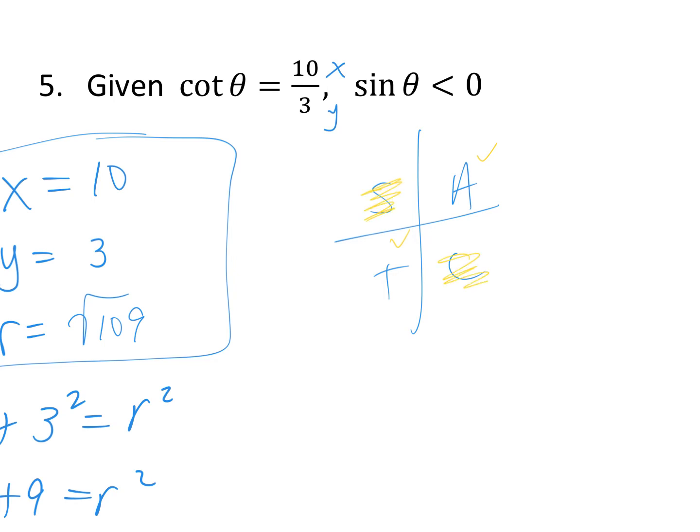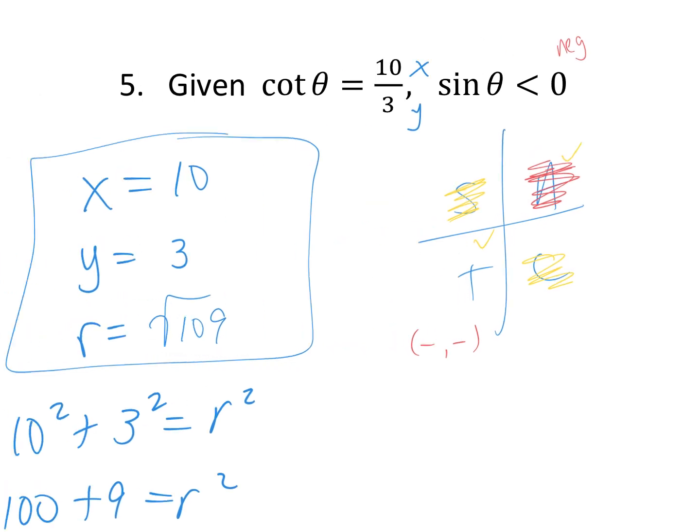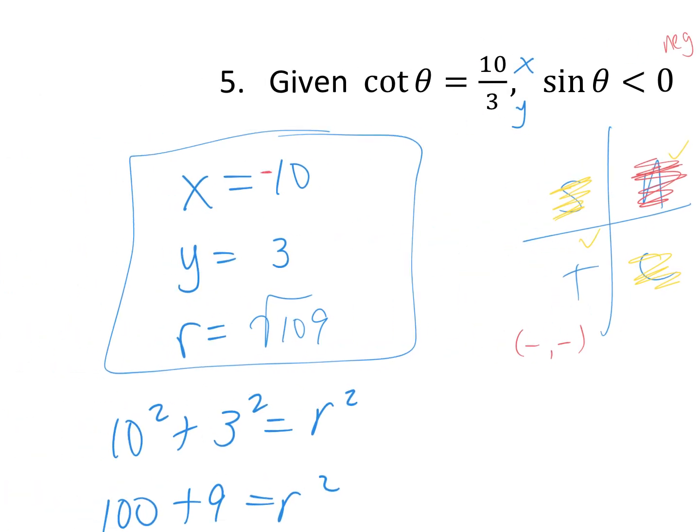But this second piece of information is so very important because the second thing says that the sine is less than 0. That means the sine of this angle is negative. So what can I cross off? I can cross off A. So you know that your angle lies in quadrant 3. Okay, fine, big deal. What does that really mean? God bless you. What does that really mean? My x value and my y value are what? Negative. So this is actually negative 10, and this is negative 3.